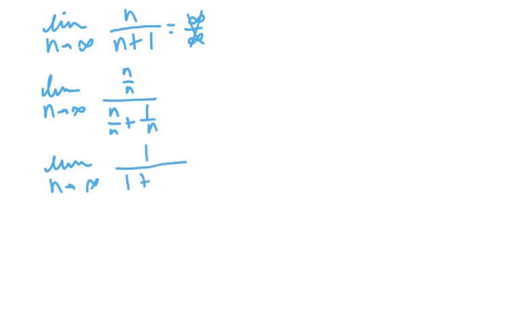So we have 1 over 1 plus 1 over n. Now when you plug in infinity, this term goes to 0. So we end up with 1 over 1, which is 1.